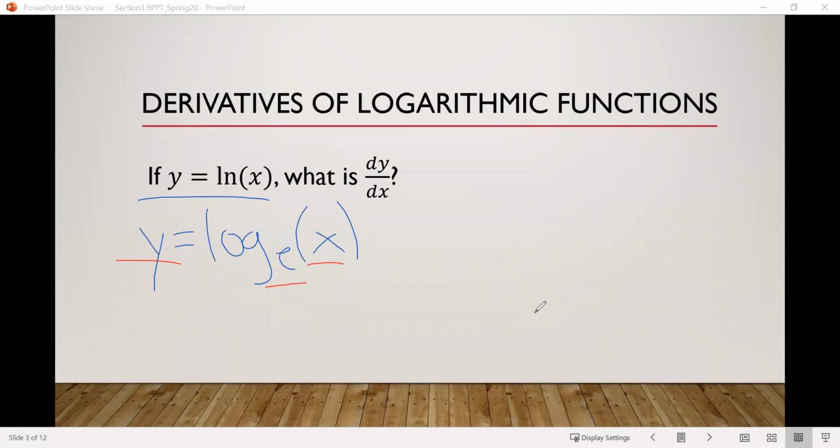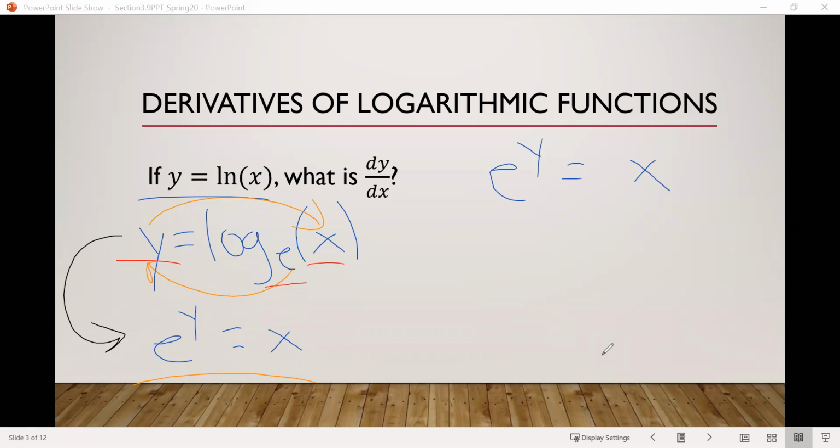The answer is y. So if we rewrite this in exponential form, the exponential form would be e to the y equals x. Again, this is telling us that e to the power of y gives us x, which is what we have down here. And we're going to take the derivative of that function. So, e to the y equals x.